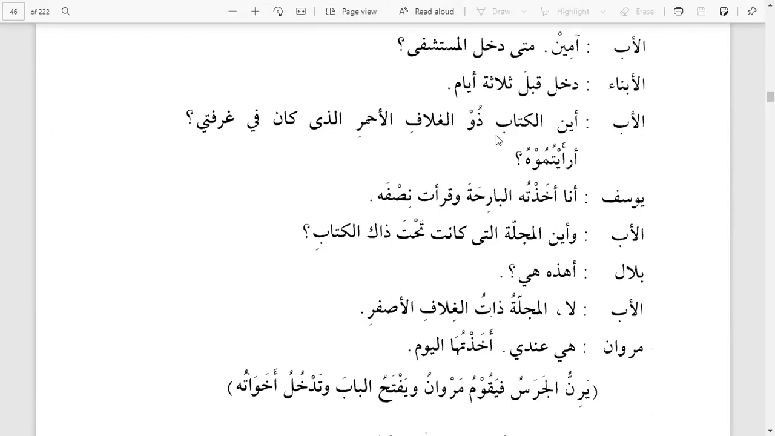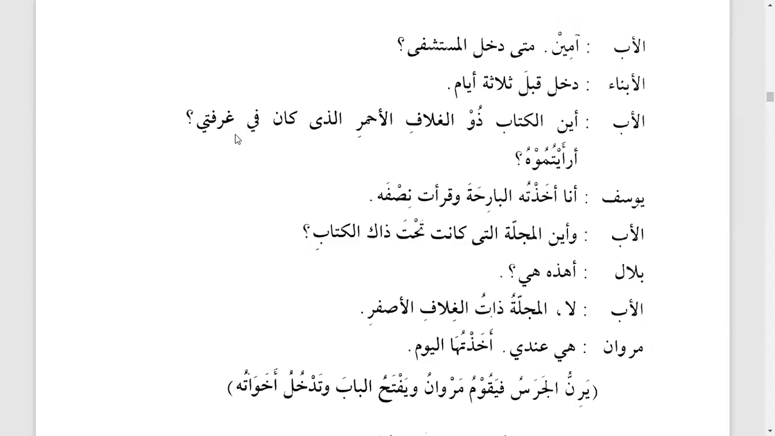Okay. أين الكتاب ذو الغلاف الأحمر الذي كان في غرفتي أرأيتموه؟ Okay. أين الكتاب? Where is the book? أين الكتاب? أين is mubtada and al-kitabu and the rest, the whole of it, will be khabar. Because we know that these asma al-istifham are also used as mubtada as well.